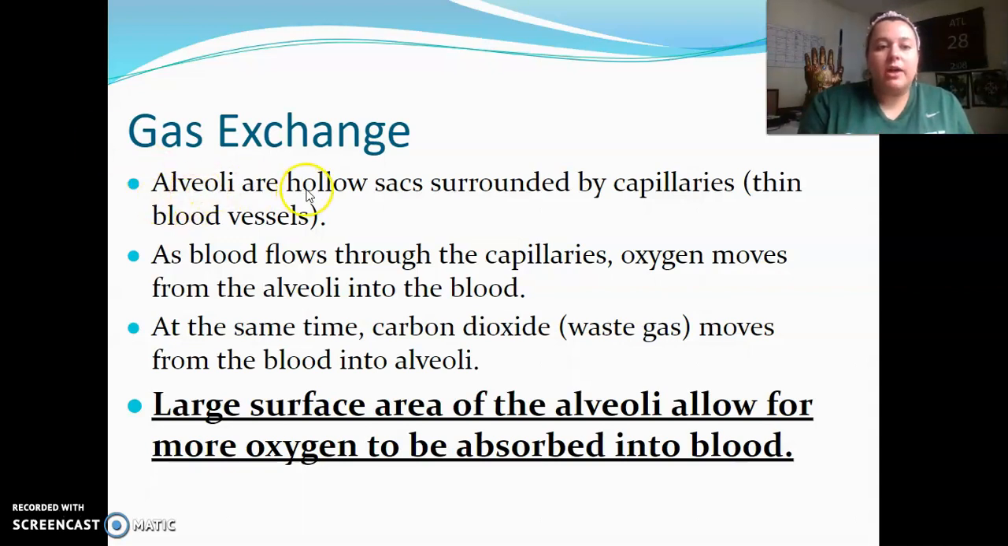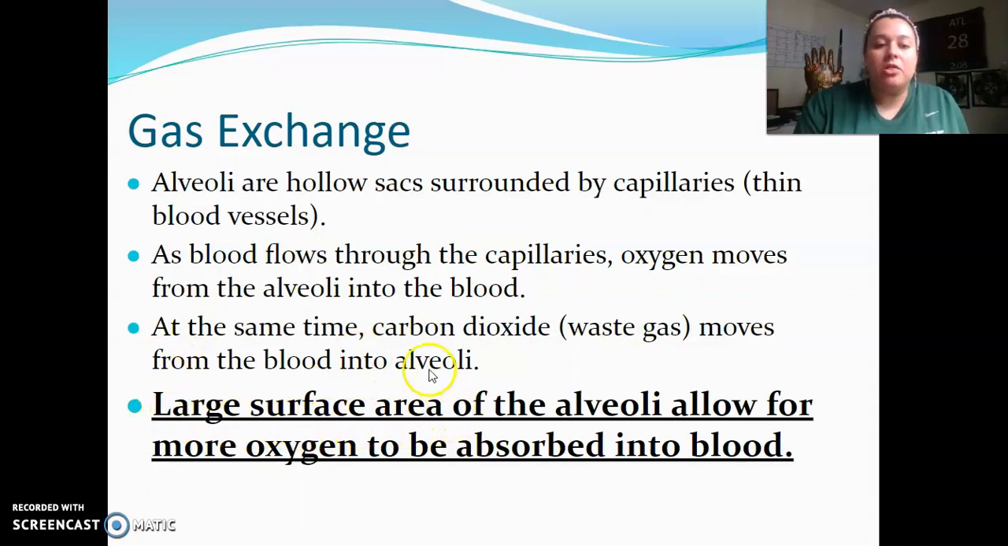So the alveoli are hollow sacs surrounded by capillaries, which again are the thin blood vessels. As blood flows through the capillaries, oxygen moves from the alveoli into the blood. That's the first of the two gases being exchanged here. As oxygen is moving in, if you look right here, carbon dioxide is moving out, going from the blood into the alveoli, which again is in your lungs. So that's when you exhale that carbon dioxide.